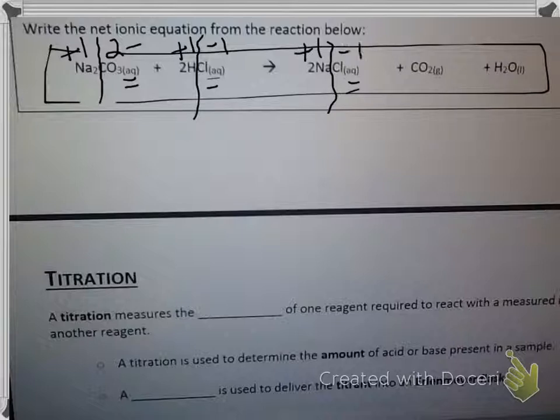Sodium's +1, chloride's -1. Do we need to dissociate anything else? No, we don't, because we have a gas and we have a liquid. Gases and liquids are not part of the solution, so they cannot be dissociated. All right, we're going to go back and we're going to write the total ionic equation.